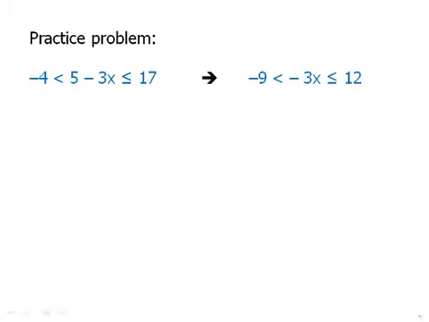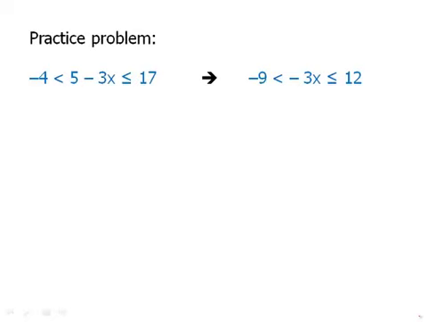This is tricky because this is a series of inequalities, but we do this exactly the same way as we do anything else. First of all, we can just subtract 5 from all 3 of them, and that's how we get -4 minus 5 is -9. We cancel the 5 in the middle, and then 17 minus 5 is 12. So we have subtracted 5. Now we're going to divide by -3 to get the x by itself.